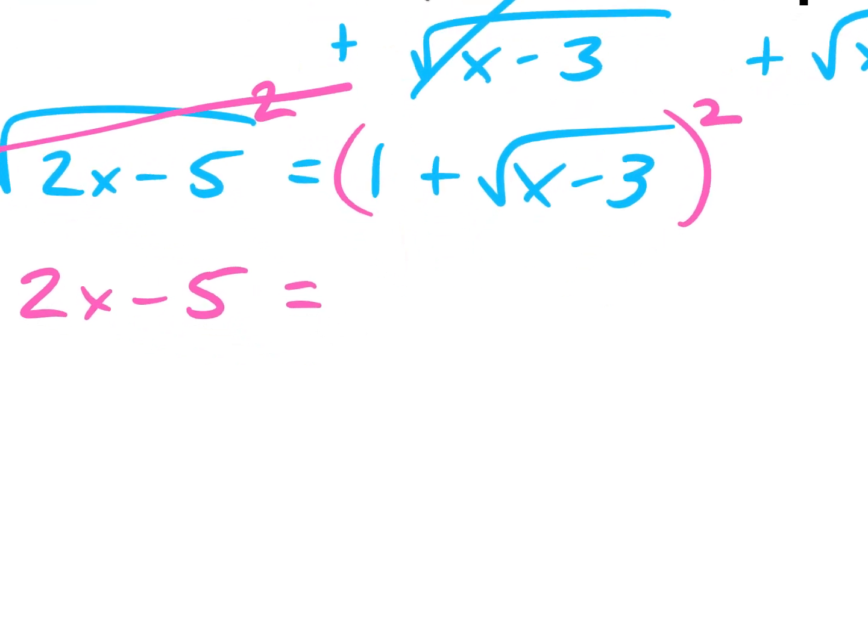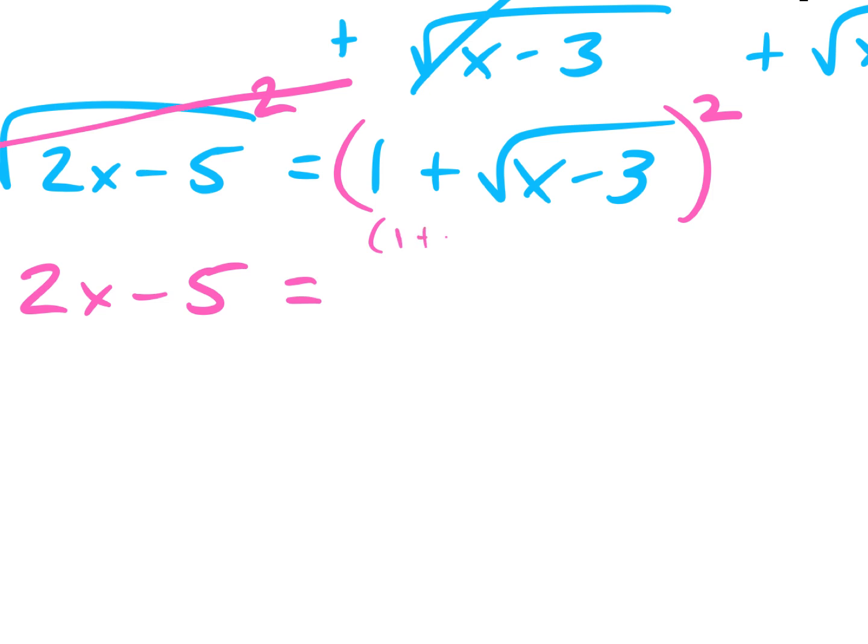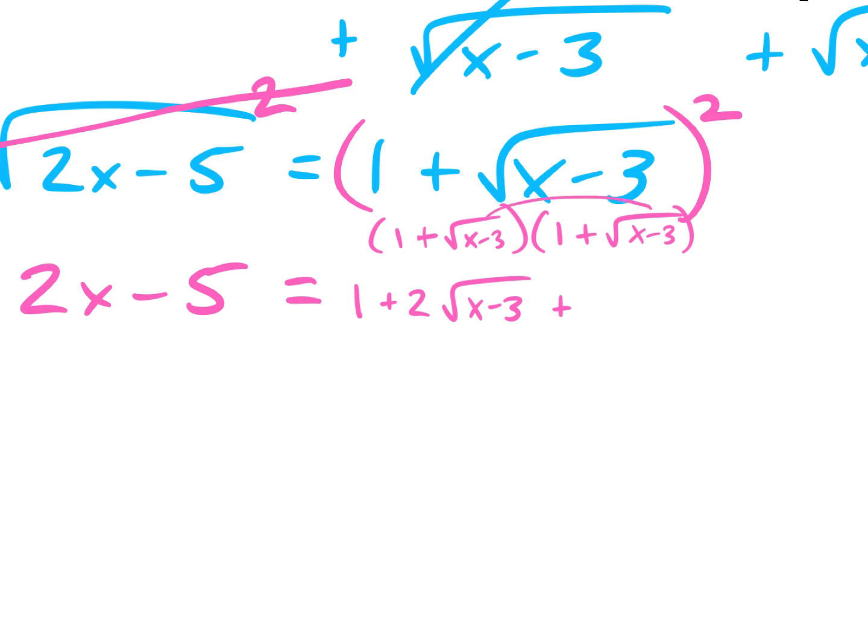Write it twice and FOIL it out if you need to see it. So x plus the square root of x minus 3, or 1 plus the square root of x minus 3, times 1 plus the square root of x minus 3. So when we FOIL this, 1 times 1 would be 1. Then we have the square root of x minus 3 plus the square root of x minus 3. So that would be 2 square root of x minus 3. Plus, what's the square root of x minus 3 times the square root of x minus 3? X minus 3.